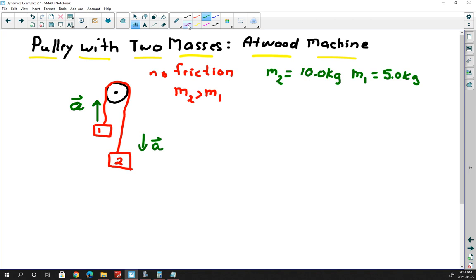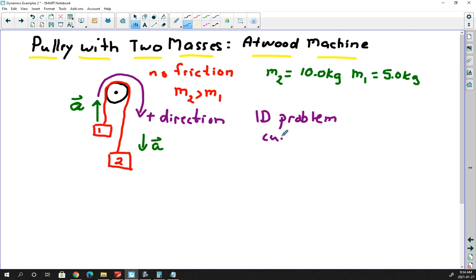And the way you do that is you simply say, look, this is really a one-dimensional problem, with this being the positive direction of motion. It is a one-dimensional problem. But that one dimension is curved. So it's a curved dimension, and it curves along with the string around the pulley. That's really the way you want to approach this problem.